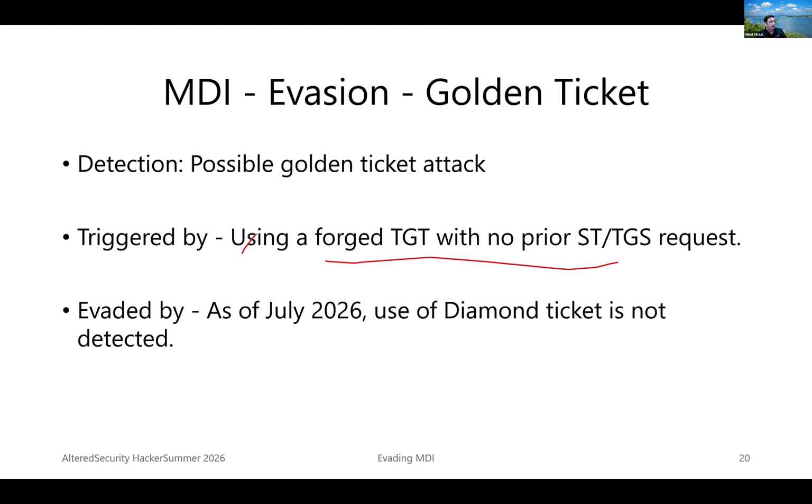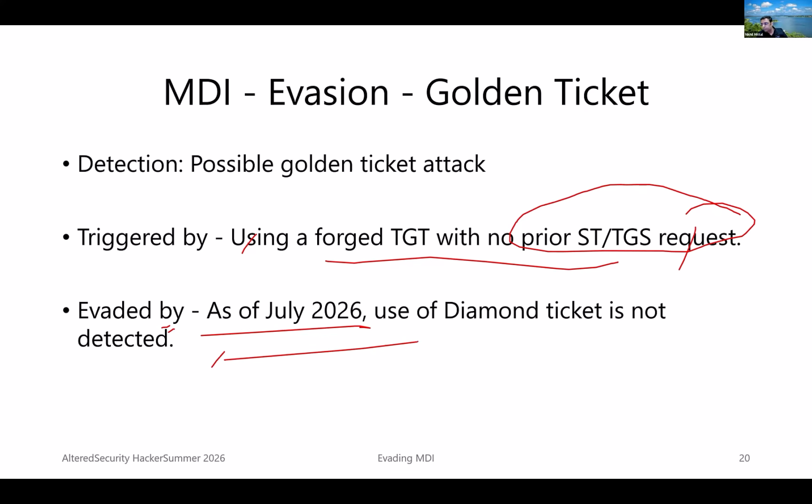However, since some time that has not been the case. If you forge a golden ticket, you would be detected regardless of what user you forge it for. And you would see that in the evaded by section, I'm very cautious because I'm pretty sure that Microsoft will come up with detection for diamond ticket as well.